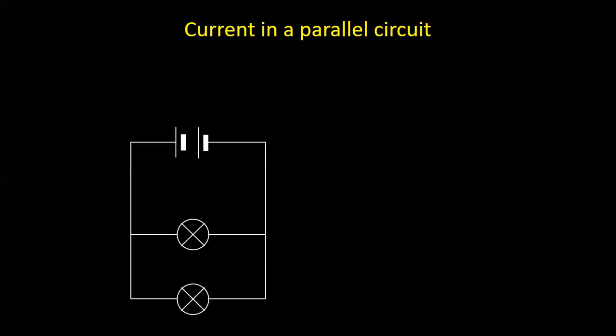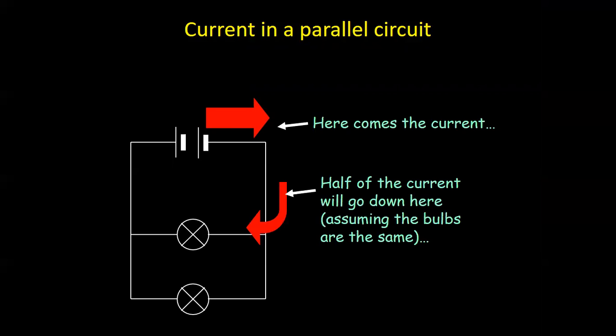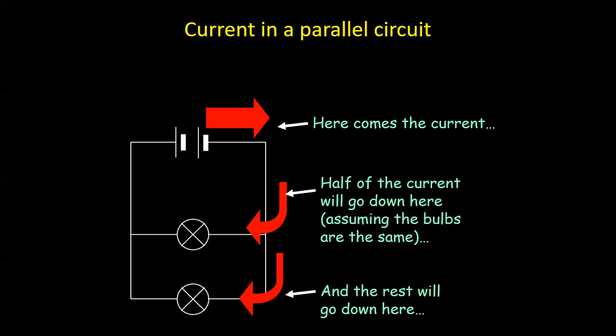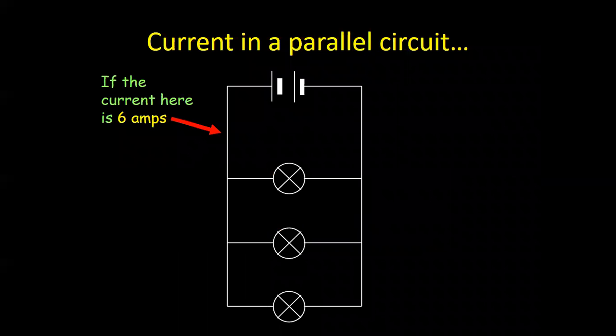Now, if we look at this one here, current in a parallel circuit. Okay, so the current comes out the cells, starts going around. Half of the current goes down into the first bulb, assuming they are the same wattage, and the other half goes down there. So if we then put an amp amount to this, and we've got 3 bulbs in parallel here, so 6 amps comes down here.